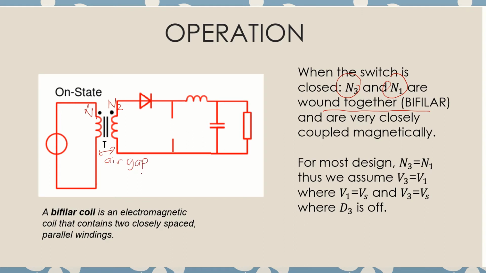When we have an air gap, it's not called bipolar. Because it's really close together, you can assume N3 equals N1 and V3 equals V1. Okay, so next, let's have a look.